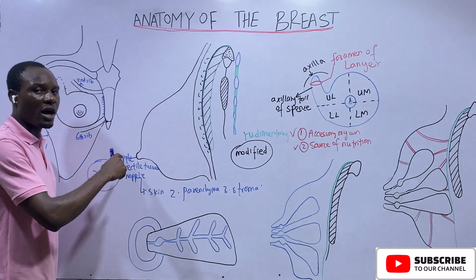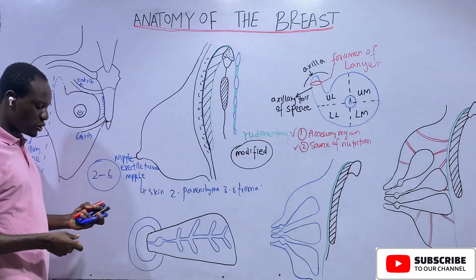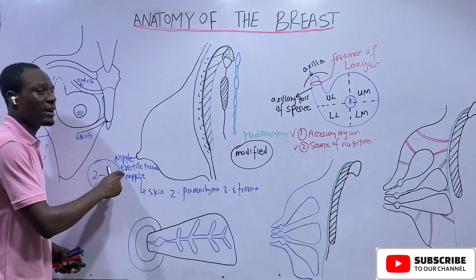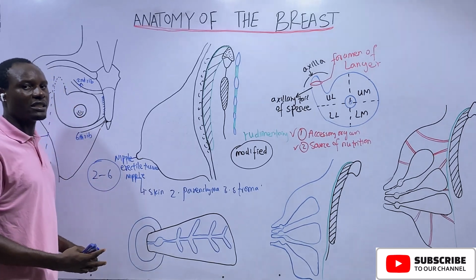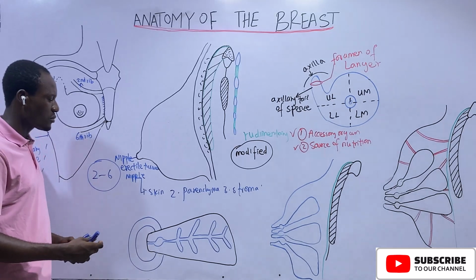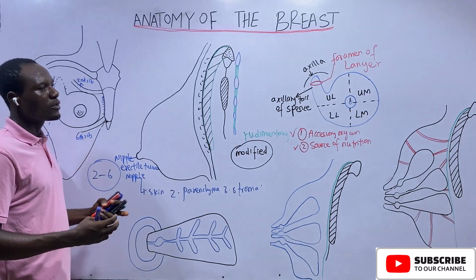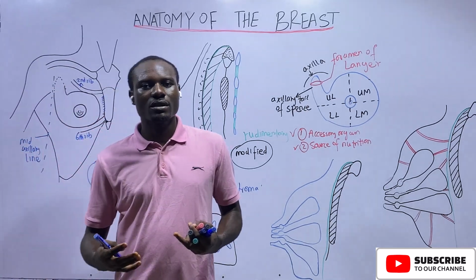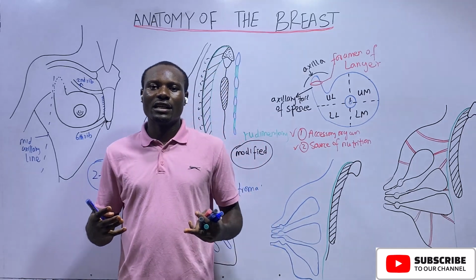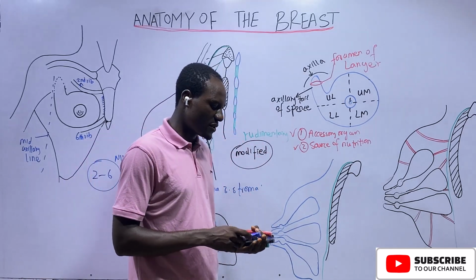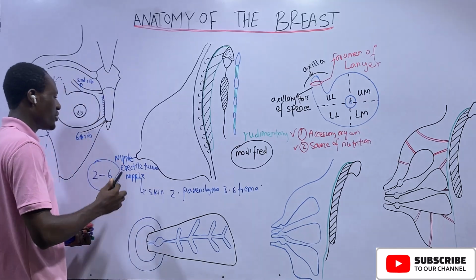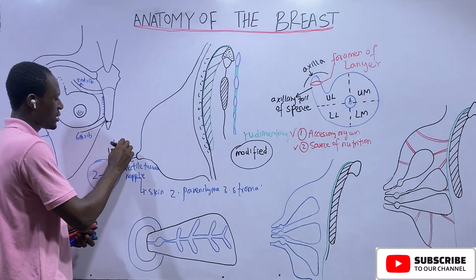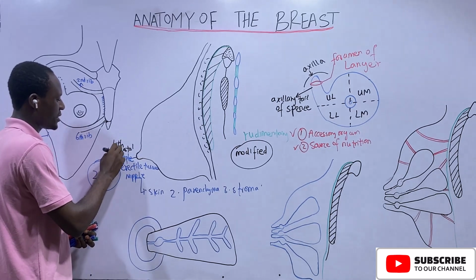So number one, it is conical. Number two, it is a projection of the skin. Number three, it contains erectile tissues. Number four, it is richly innervated by nerves. Then number five, in females, usually females that have not given birth, the nipple is located at the level of the fourth intercostal space.